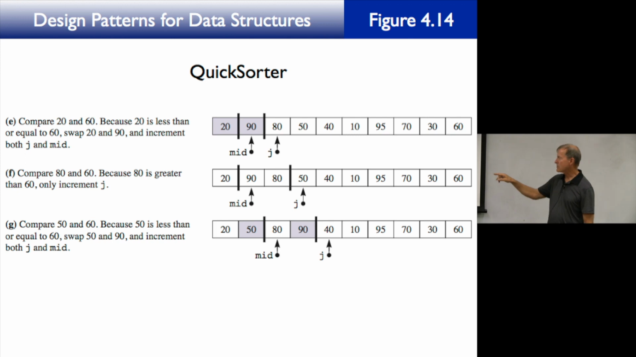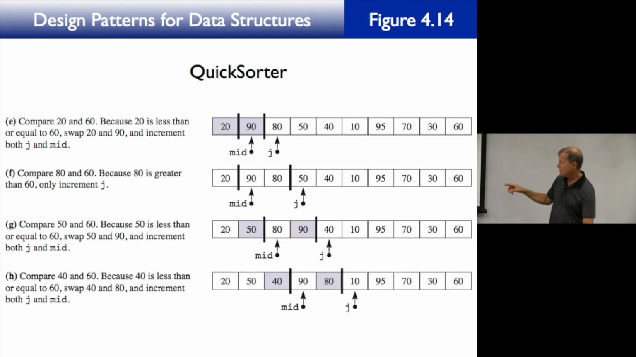So now what's the comparison? 40 with what? 60, and then what happens? It's going to switch 40 and 80. Switch 40 and 80 and increase what? Mid and j. Mid and j. Is that nice? I think that's just the cat's meow. So that's H, and now what's going to happen? This is H, so now 10 and 60, so what?